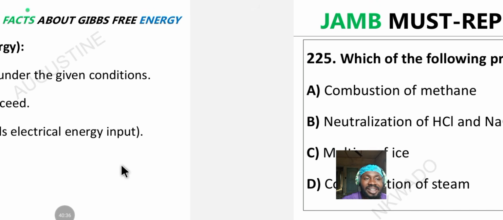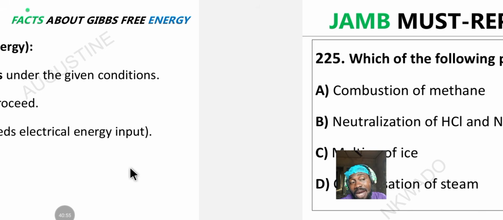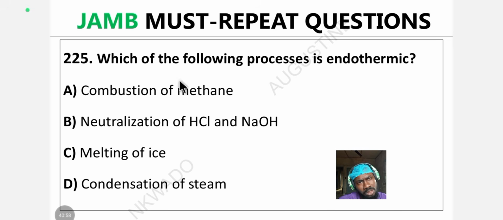Now that we have understood Gibbs free energy, the heat changes, types of heat change, the heat curve, the heat diagram, how to differentiate between exothermic and endothermic reaction, and so on, let's now take some JAMB must-repeat questions to further test the knowledge we've acquired so far and measure our readiness for JAMB UTME 2026. JAMB must-repeat questions. Question 225.